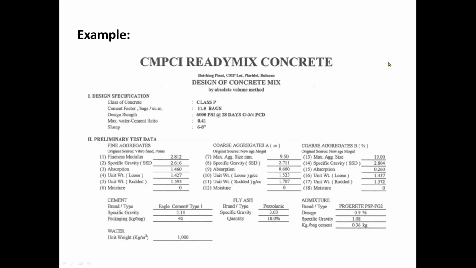So sa fineness modulus ay may 2.812, specific gravity is 2.616, absorption, the unit weight, and of course, the value of moisture. When it comes to cement, meron din tayong result sa fly ash and at the same time sa admixture test. So we have another result here. As we can see, the design per bag of concrete, nakapilap yan. So ganyan yung reporting na ginagawa kapag nag-eksperimento regarding about concrete samples.